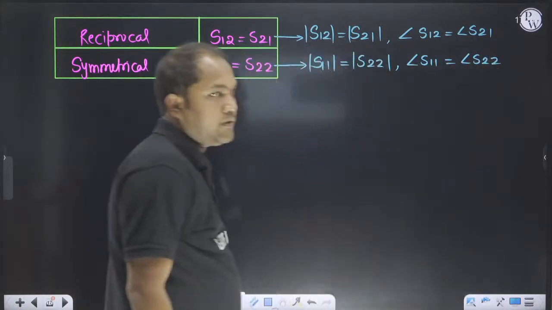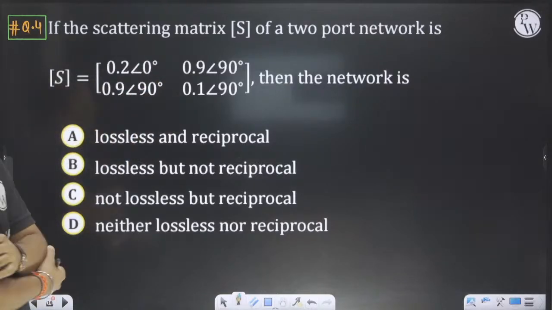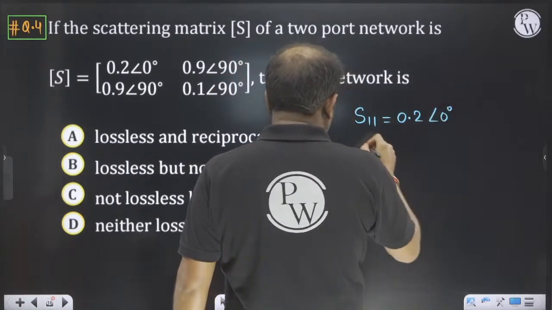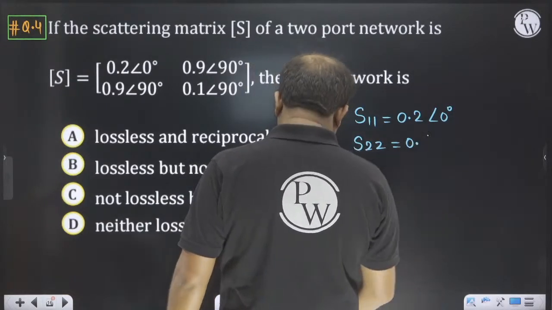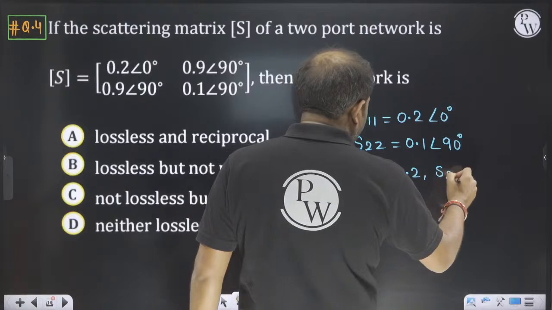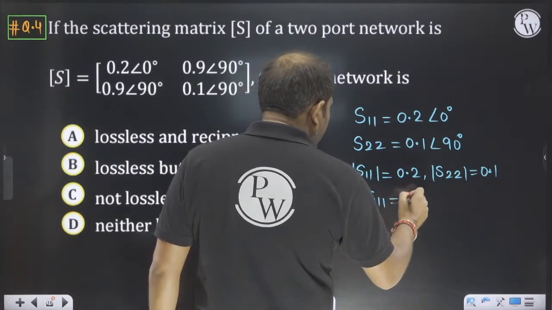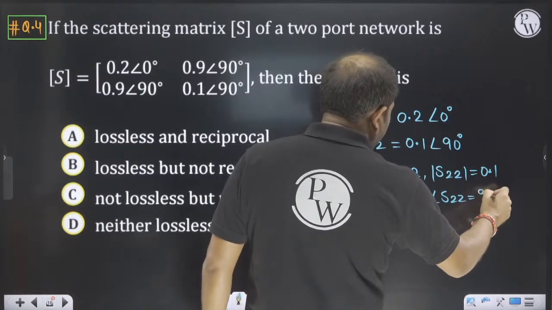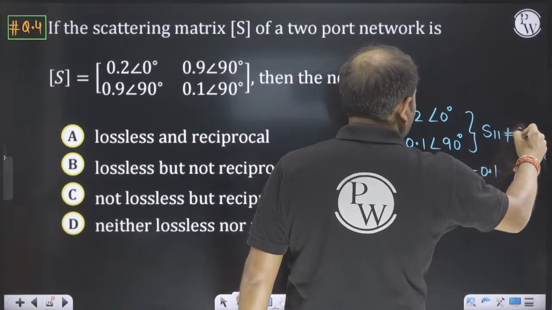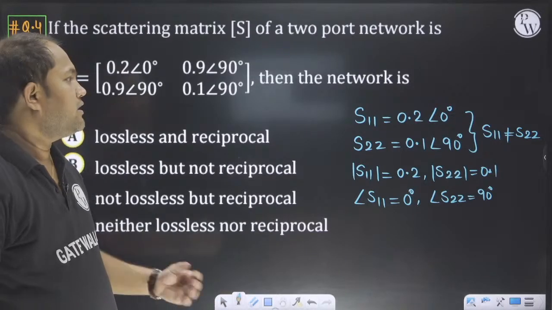So from this we can check symmetrical. Here S11 magnitude and S22 magnitude are not equal. S11 is equal to 0.2 at angle 0 degree, and S22 is equal to 0.1 at angle 90 degree. So S11 magnitude is 0.2, S22 magnitude is 0.1, and the angle of S11 is 0 degree and the angle of S22 is 90 degree. So S11 is not equal to S22. That is, it is not symmetrical. It is an asymmetrical network.